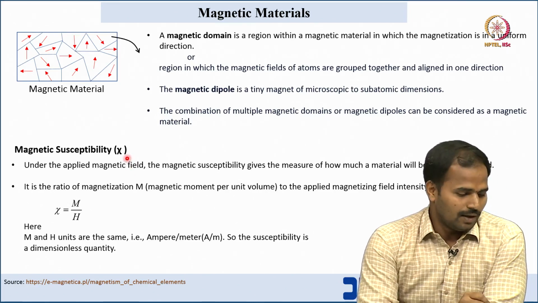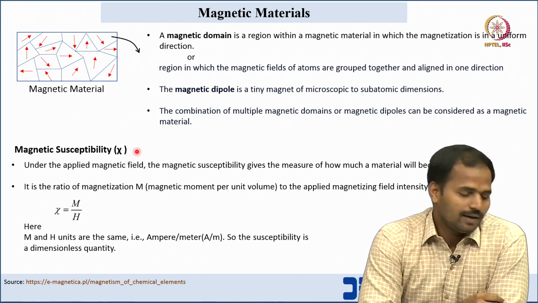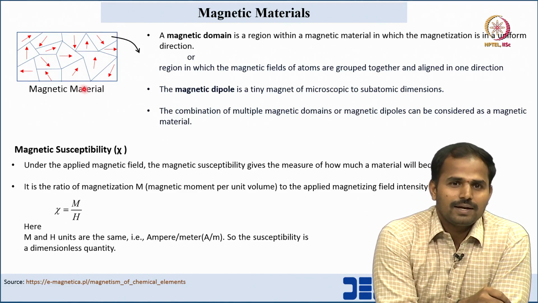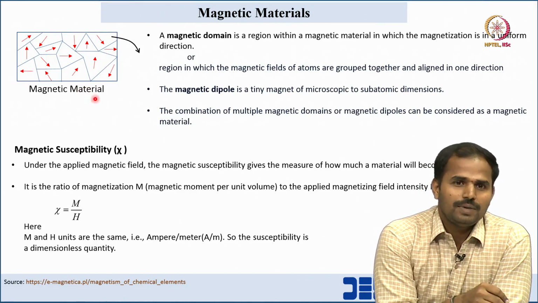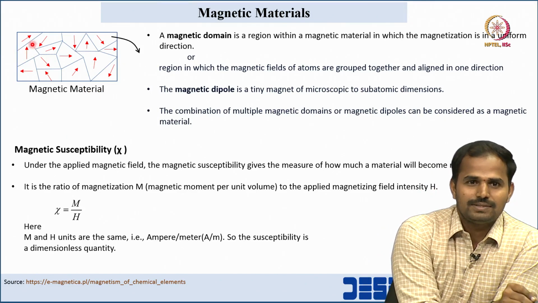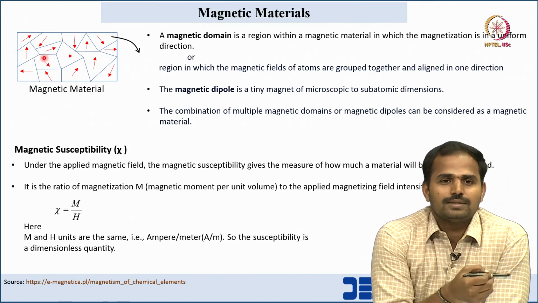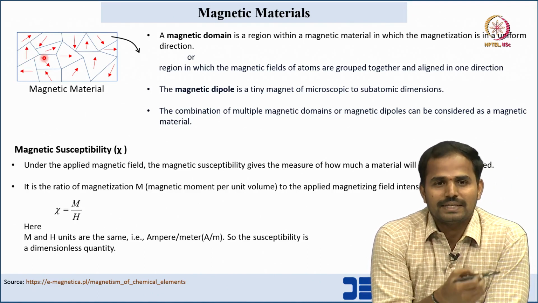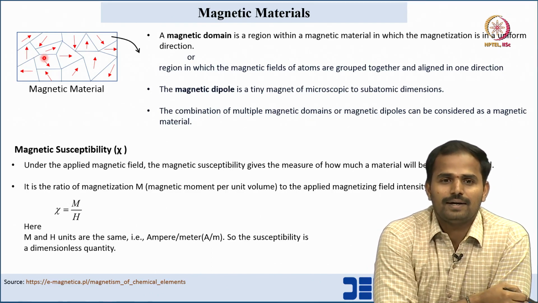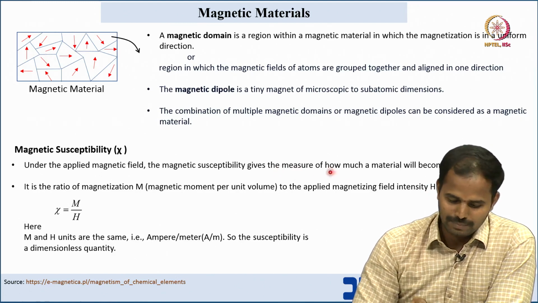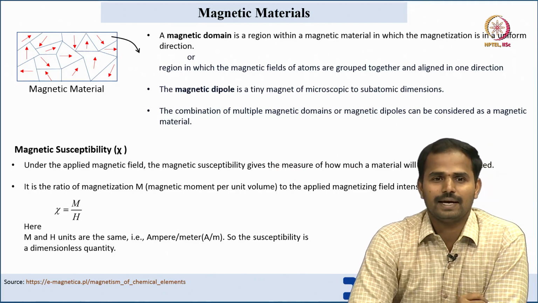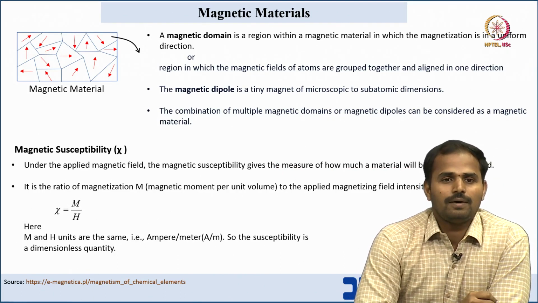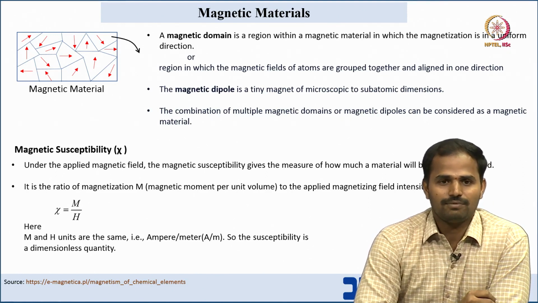Now, magnetic susceptibility is a measure with respect to a particular magnetic material. Let us assume that we are applying a magnetic field from this direction. How much is this magnetic material magnetized? How do we measure that? That quantity is magnetic susceptibility. It gives a measure of how much a material will become magnetized, and it is the ratio of magnetization to magnetic field intensity.